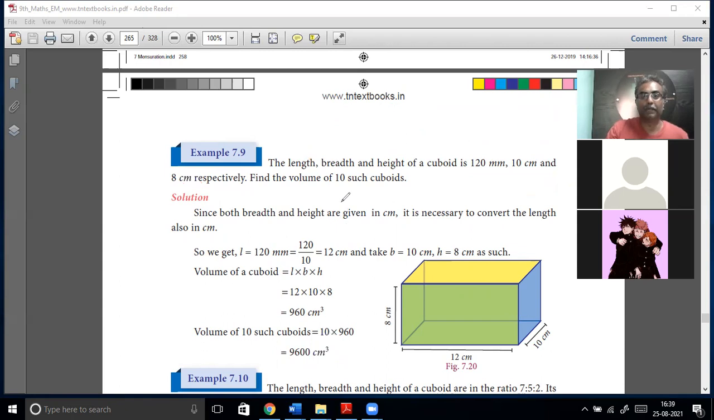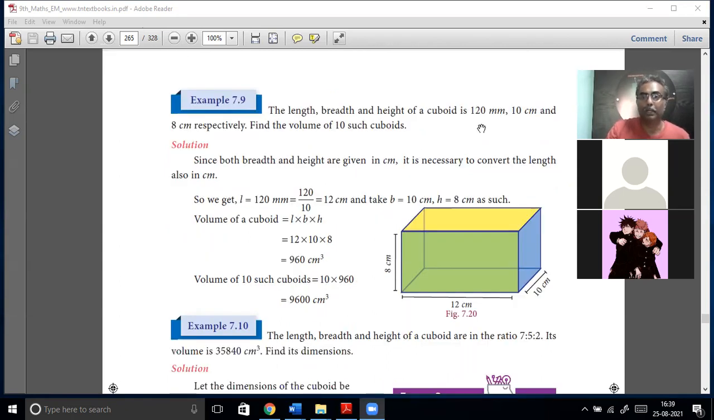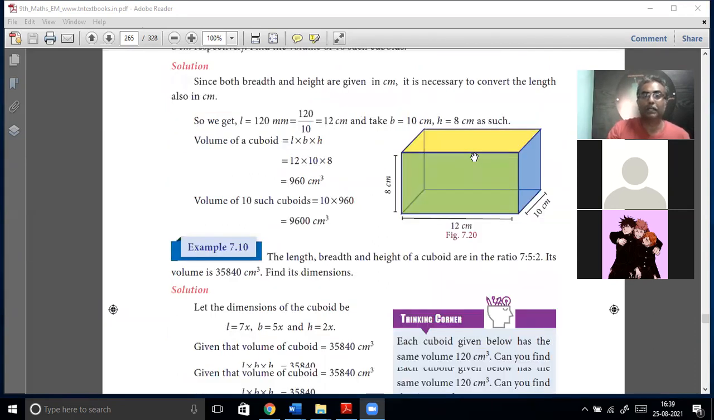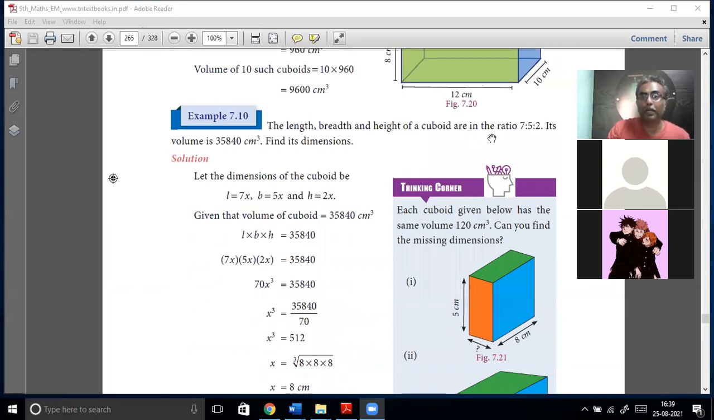Very simple sum, straightforward sum. So nothing to worry. L into B into H. Here 120 mm, you convert it into 12 centimeter and do it. Let us look at this: the length, breadth and height of a cuboid are in the ratio 7:5:2. Its volume is given. Now this problem, let us work out.